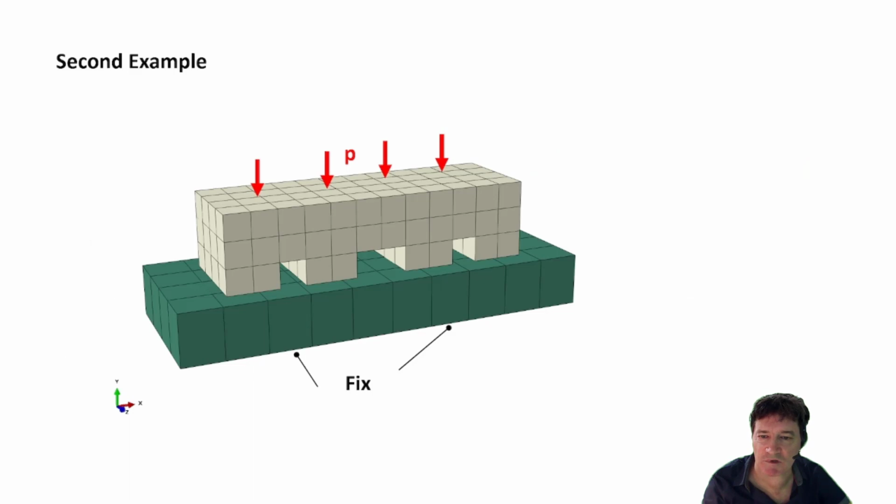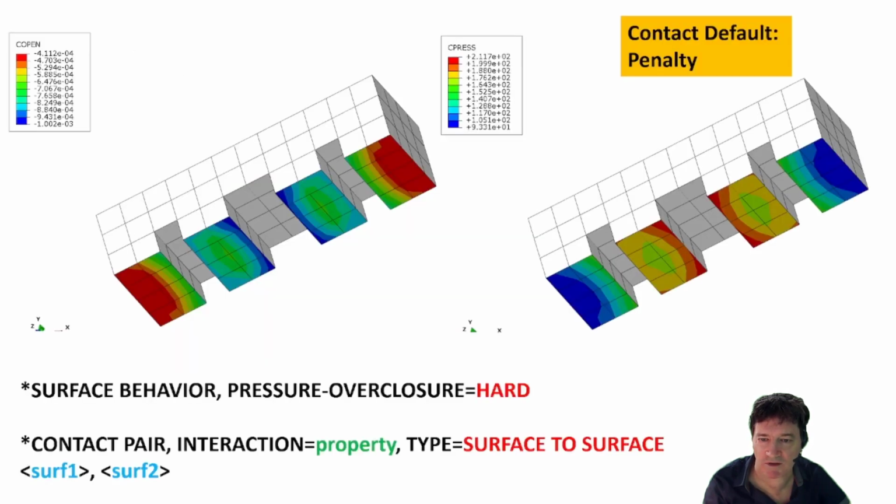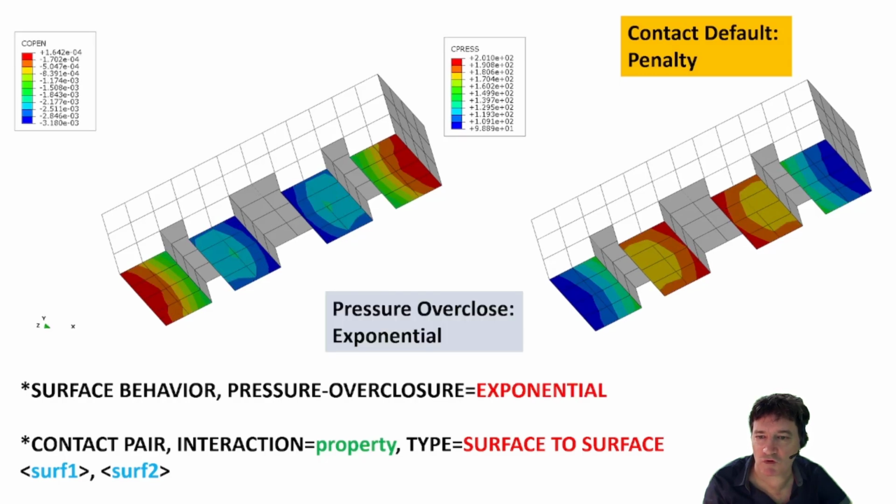The second example shows the different behavior between hard and exponential pressure overclosure type. There's a small difference in the distribution of COPEN and CPRESS. The conclusion is to know about the possible differences and to decide which method you want to use depending on your problem.